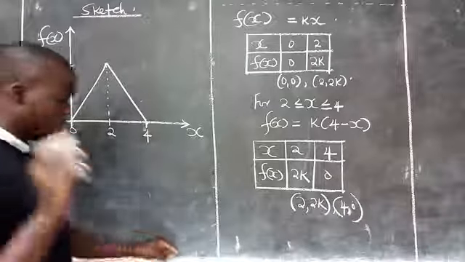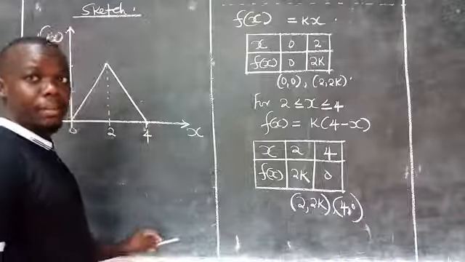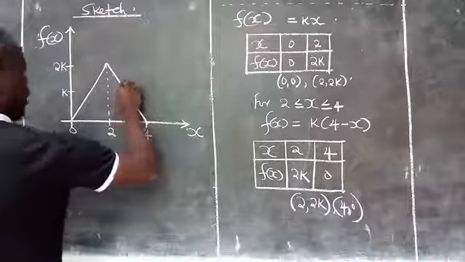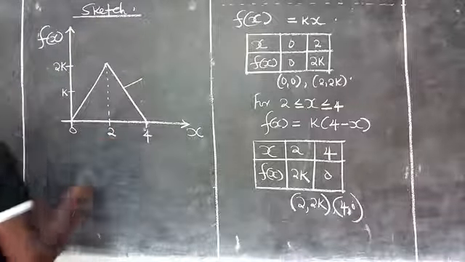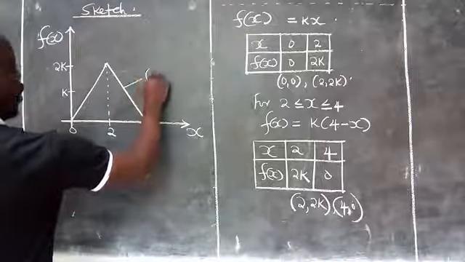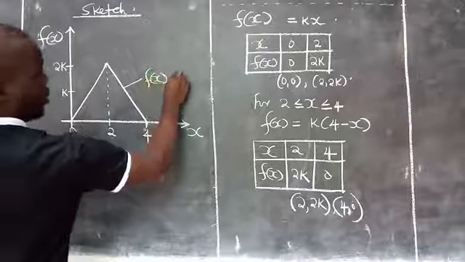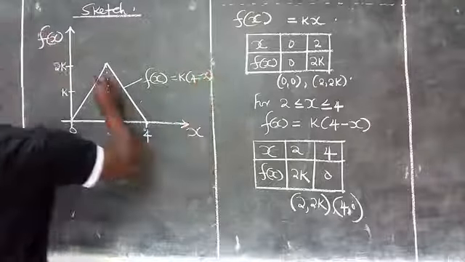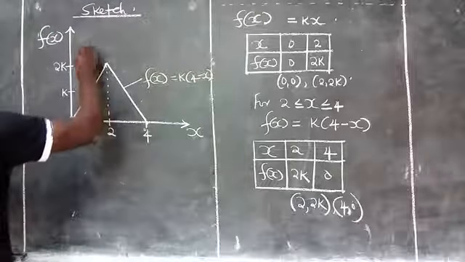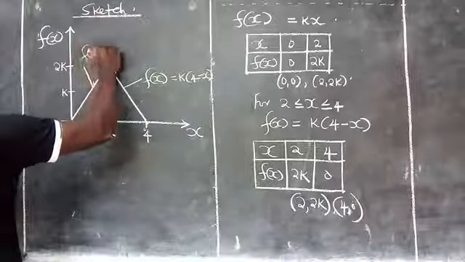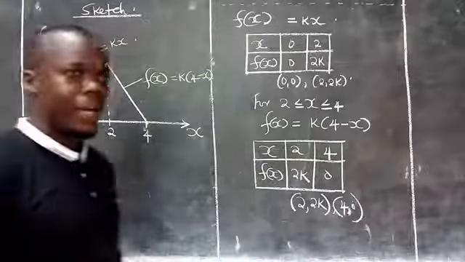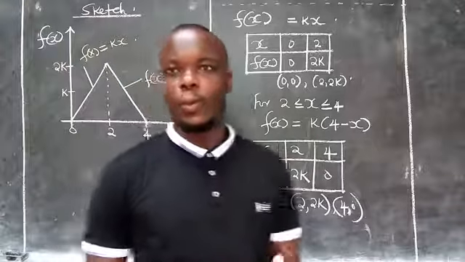Now, something you're not supposed to forget is labeling or naming each of the parts of your graph. We know this part as f of x is equals to k into 4 minus x. We also know this part as f of x is equals to kx. Good. Now this is already our sketch that was required.